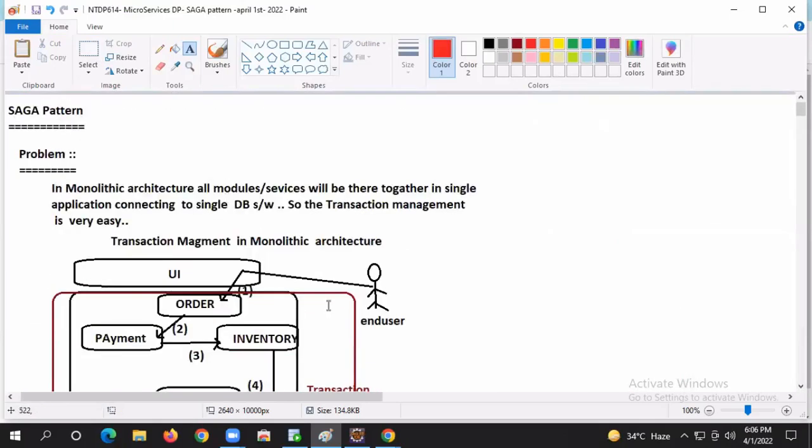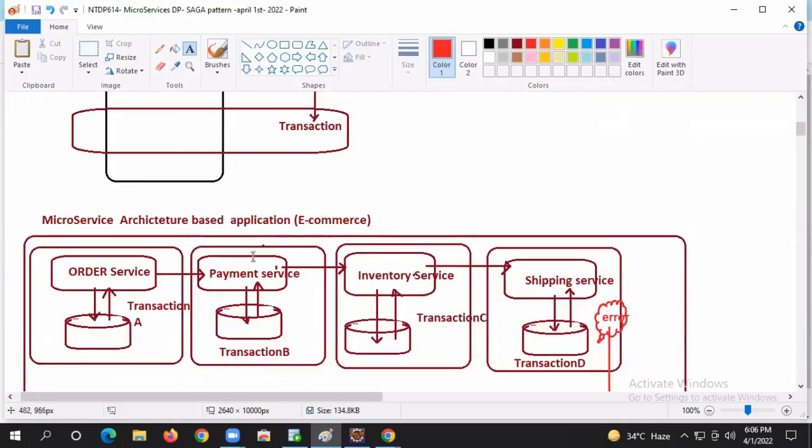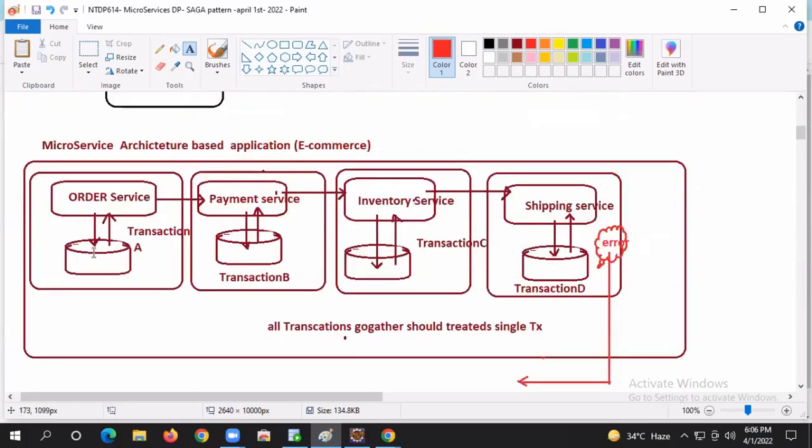Problem is what? Doing transaction management in monolithic is very easy. But doing the same thing in a microservice architecture based application is very, very difficult. Why? Because every service will have one transaction, guys. Those services are talking with each other. If one transaction failed, other transactions should be rolled back. That means we should treat all transactions together as a single transaction.